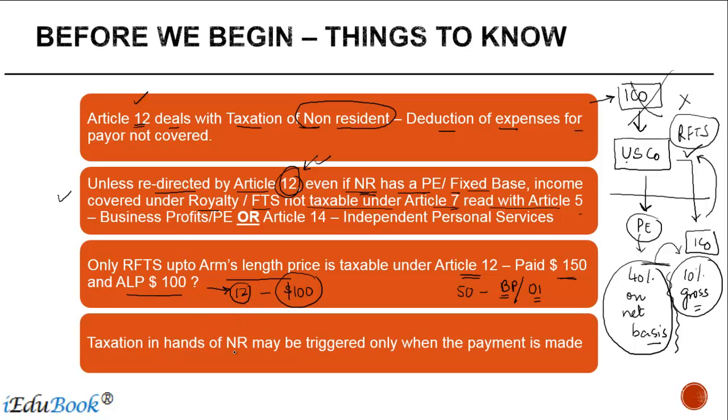And the last one, taxation in the hands of the non-resident may be triggered only when the payment is made. Just because the Indian company has accrued the royalty or FTS in its own books of accounts does not mean that the non-resident is liable to pay taxes. You need to watch out for what is the language of the treaty. Many a times you will find that the treaty will tell you that it is only the royalty which is arising and paid by a particular company that has to be taxed in the hands of the non-resident. So you need to be careful when you read a particular clause to see how this is applicable.